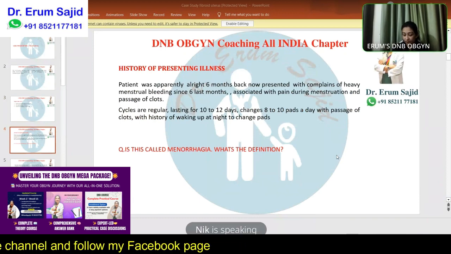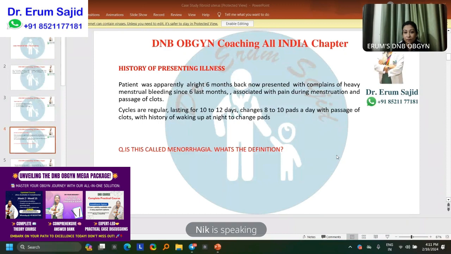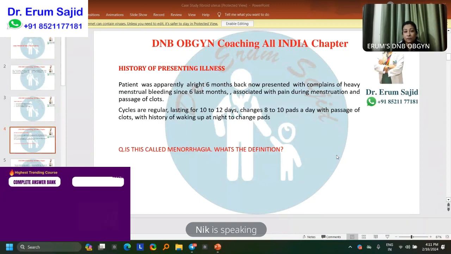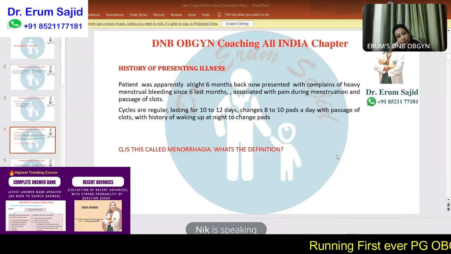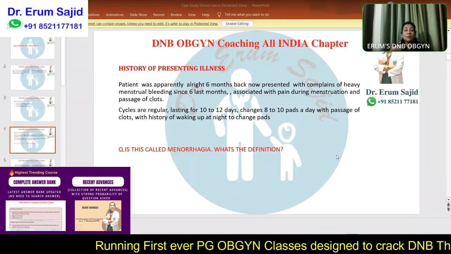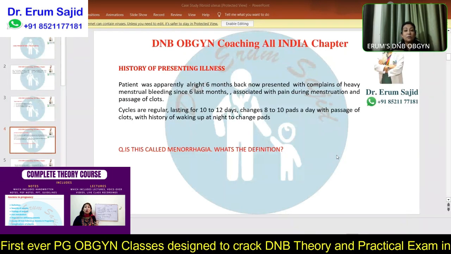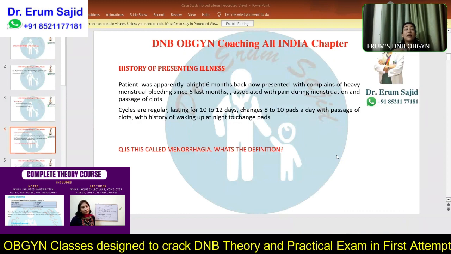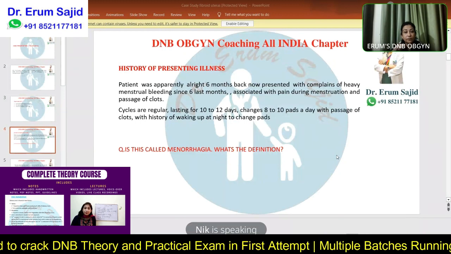Go on. Patient was apparently all right 6 months back, and she presented with complaints of heavy menstrual bleeding since last 6 months, associated with pain during menstruation and passage of clots. Cycles were regular, lasting for 10 to 12 days, changing 8 to 10 pads a day with passage of clots, and with history of waking up at night to change pads. So she's having this problem since 6 months now, and earlier her cycles seem to be pretty okay, but now her cycles have become heavier. Have they also become irregular, or they are regular? They're regular, ma'am.